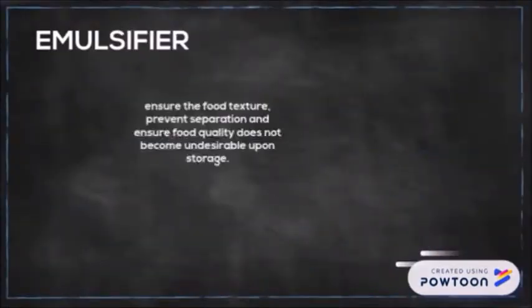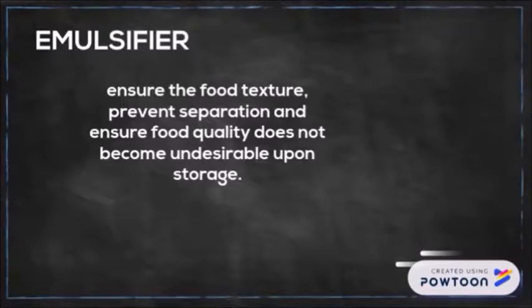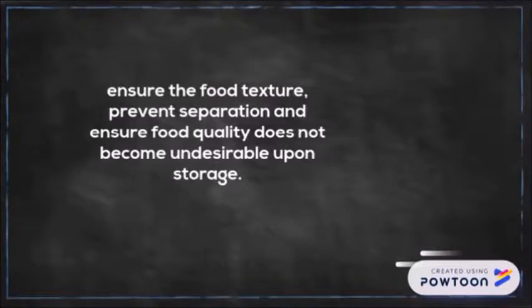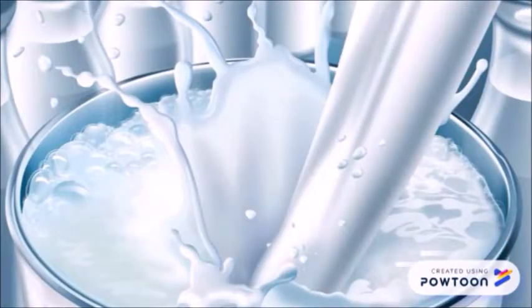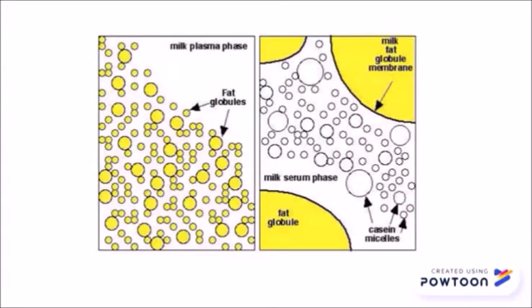Emulsifiers are important as they ensure the food texture, prevent separation, as well as ensure the food quality does not become undesirable upon storage. What about milk? Milk does not contain added emulsifiers, but it does not separate upon storage. Milk is also an emulsion with fat particles dispersed in an aqueous watery environment, but it does not need additional emulsifiers. This is due to the physico-chemical properties of oil-in-water emulsions that are stabilized by milk proteins such as casein, which acts as an emulsifier in milk emulsion.